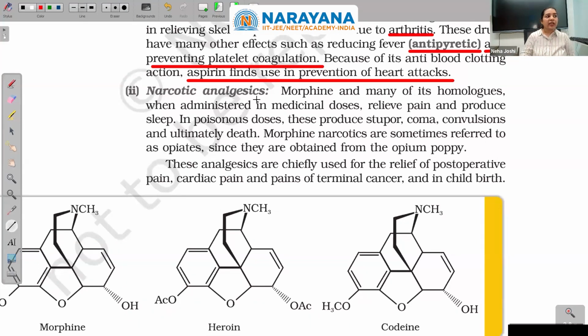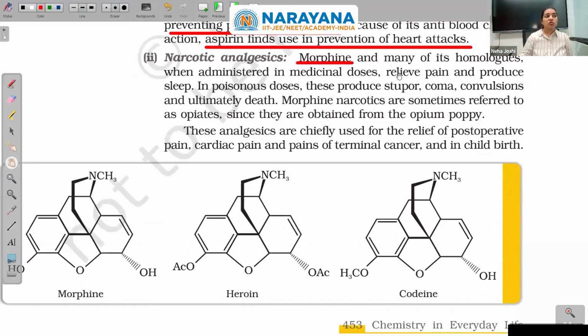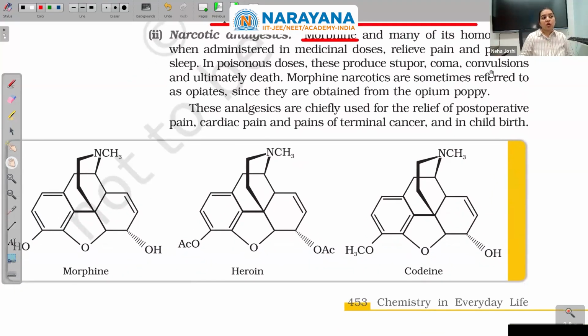Next comes a narcotic analgesic. Morphine and many of the homologs, when administered in medicinal doses, relieve pain and produce sleep. In poisonous doses, these produce stupor, coma, convulsions, which are somewhat like fits, and untimely death.